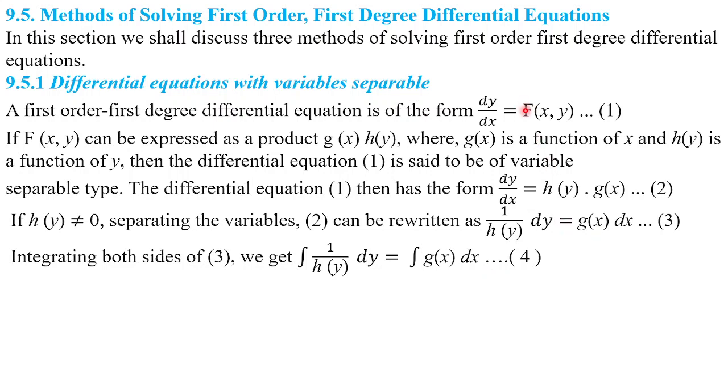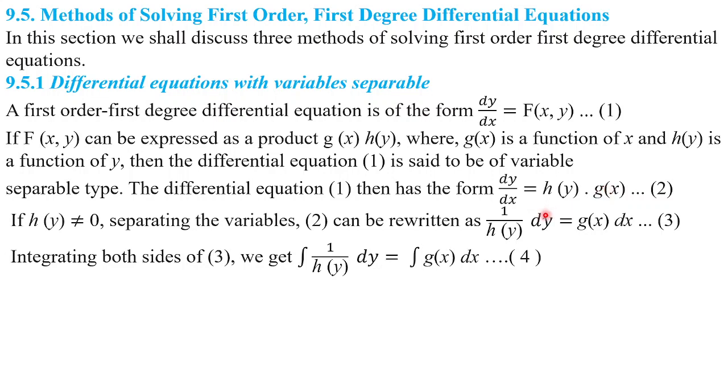The first step is we have to write the given function as a product of two functions like this. For the given first order first degree differential equation, we have to write the given function as a product of two functions. One function is in the variable y and another function is in the variable x. That is the first step. Remember, this is the first step.